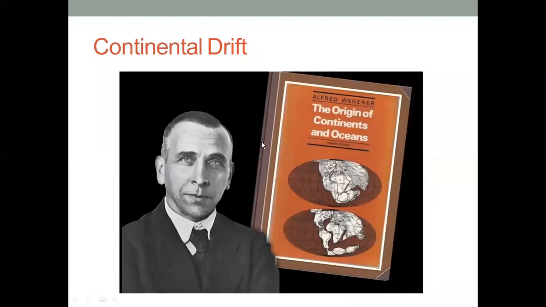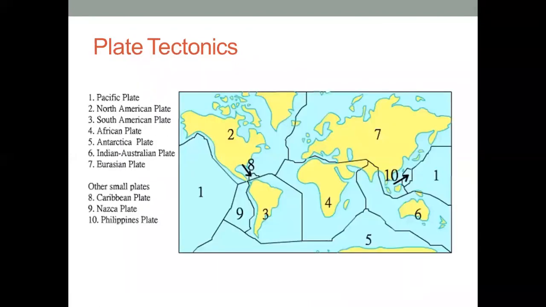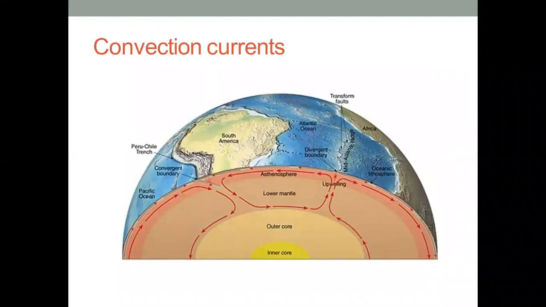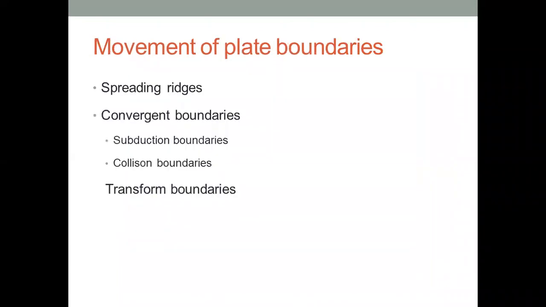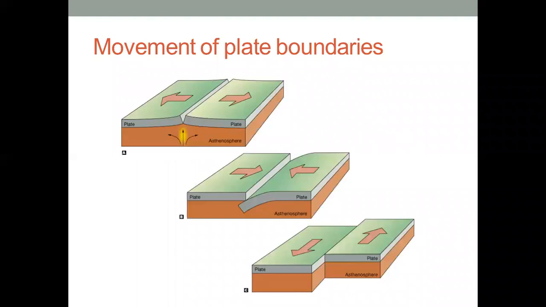So in the first module, we had continental drift and the plate tectonics, the interior of the Earth, and the convection current, and the movement of the plate boundaries. This movement of the plate boundaries is classified into three types. One is spreading ridges or divergent boundary. The second one, convergent boundary. In this, the subduction boundary and collision boundaries are there, and transform boundary. So these three types of movement of plate boundaries we have also seen in the last lecture.